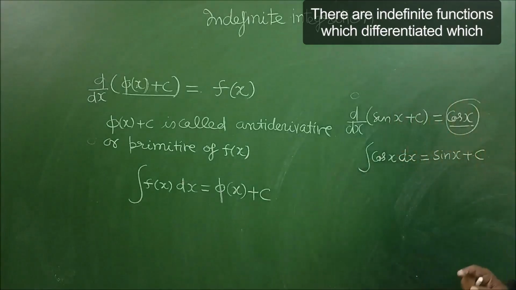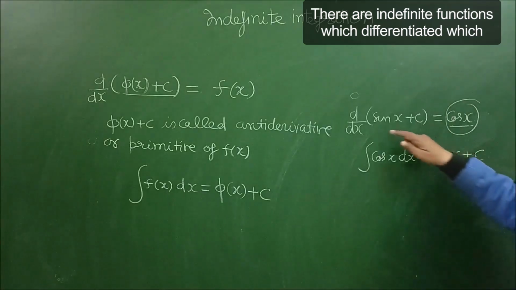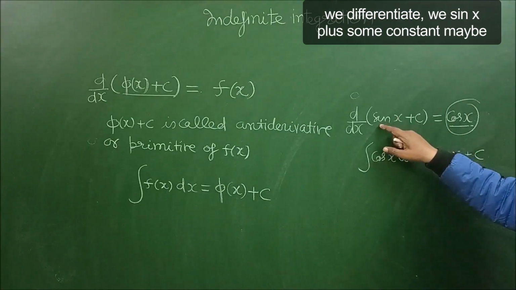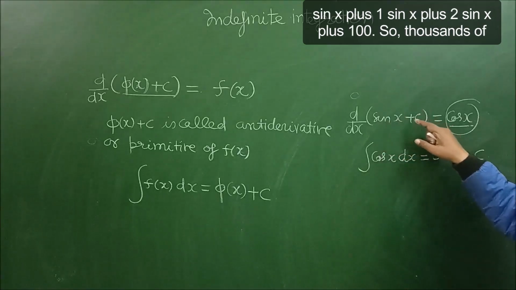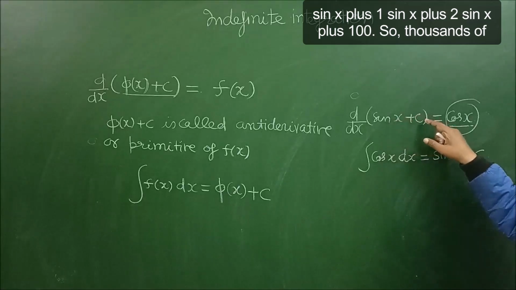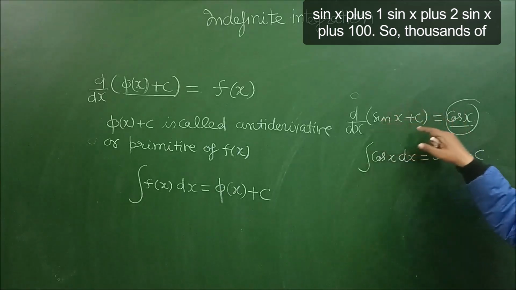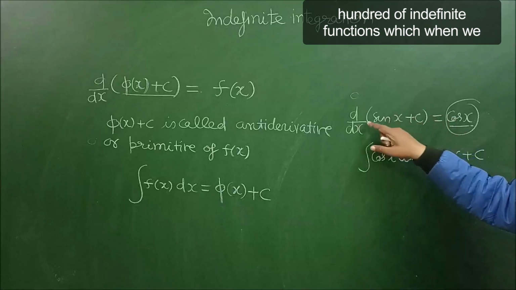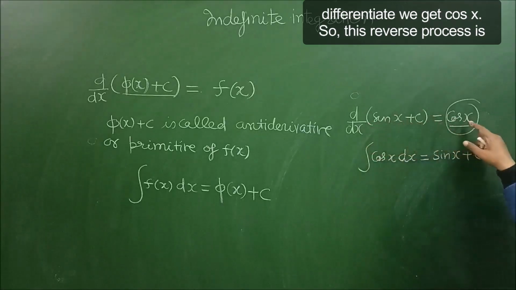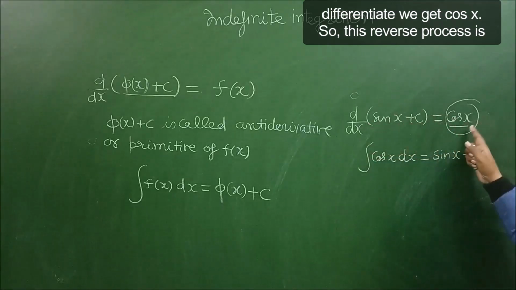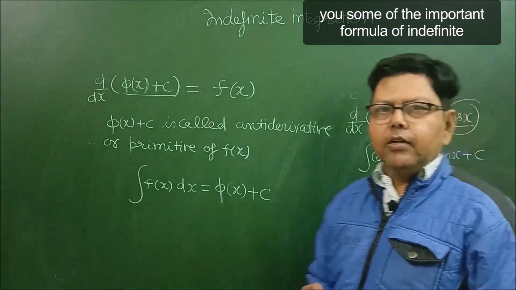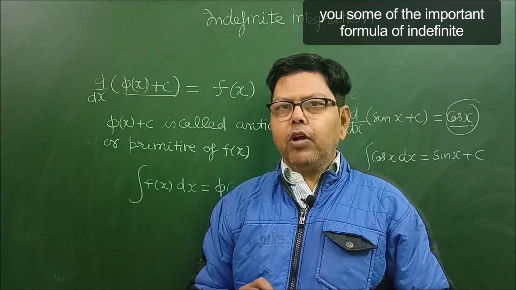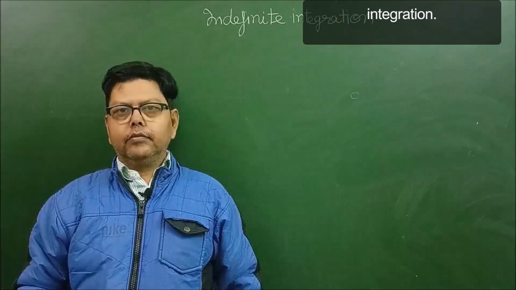There are indefinite functions which we differentiate, meaning sin x plus some constant, maybe sin x plus 1, sin x plus 2, sin x plus 100. So hundreds of indefinite functions which when we differentiate we get cos x. So this reverse process is known as indefinite integration. Now I will tell you some of the important formulas of indefinite integration.